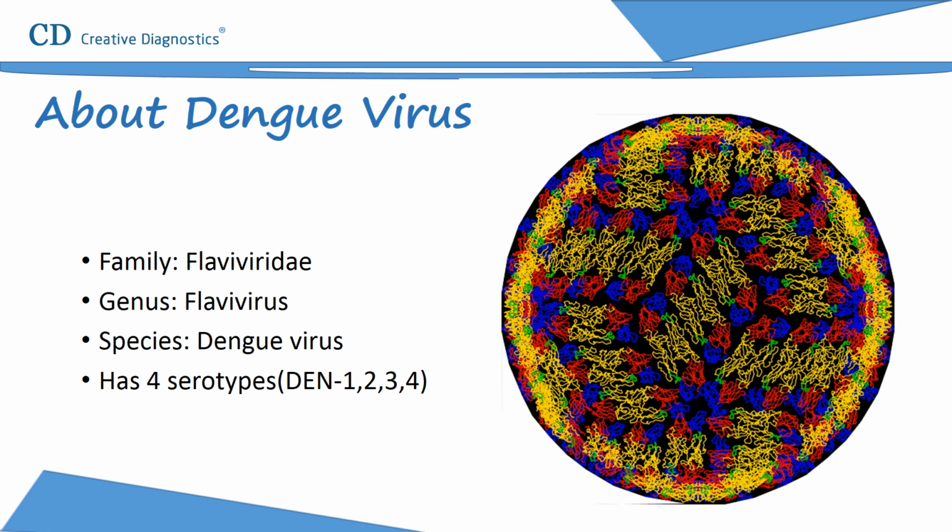Dengue virus, a member of the family Flaviviridae and the genus Flavivirus, is a major human pathogen transmitted by mosquitoes. There are 4 antigenically different serotypes of the virus: Dengue virus 1, Dengue virus 2, Dengue virus 3 and Dengue virus 4.